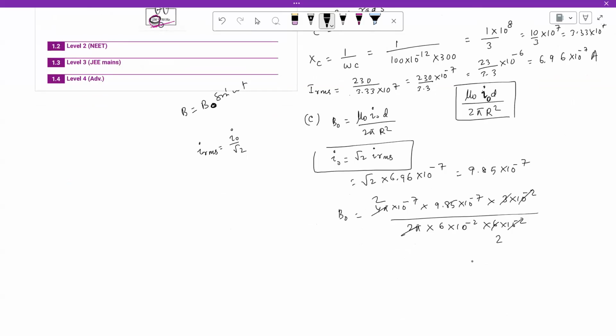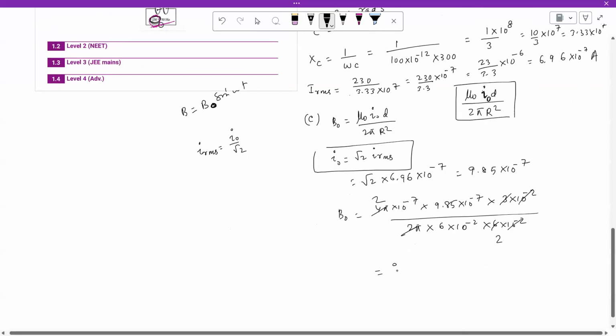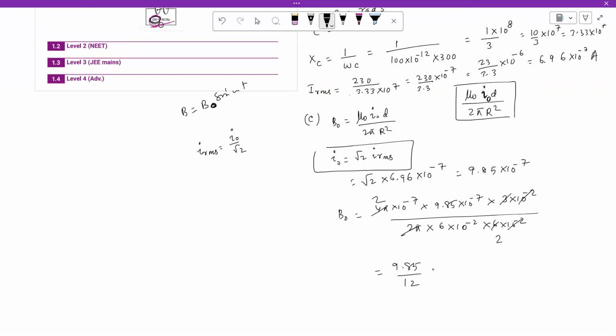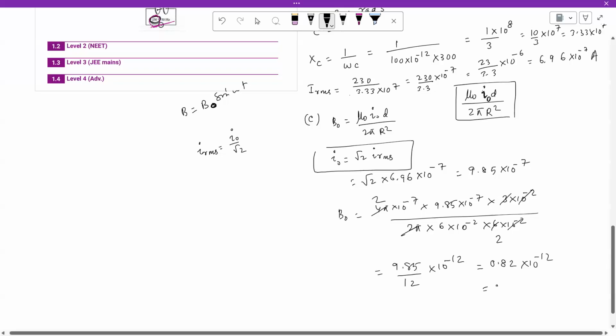So 2 pi, and then 10 to the power minus 2, 3, and these are 6. Okay, so 9.85 by 12, and then this goes upstairs. So 14 and then plus 2, so minus 12. Right. And then we have 9.85 divided by 12. So 0.82 into 10 to the power minus 12, which is 8.2 into 10 to the power minus 11 Tesla. So this is the peak.